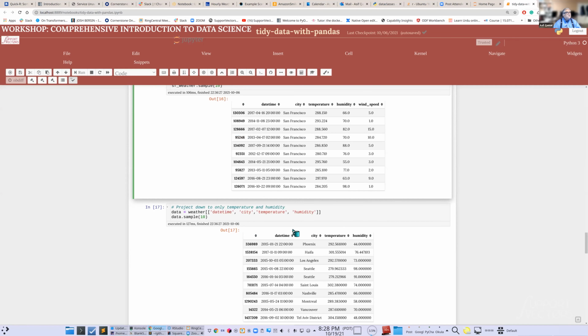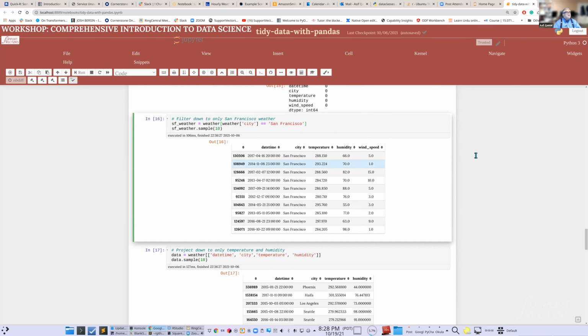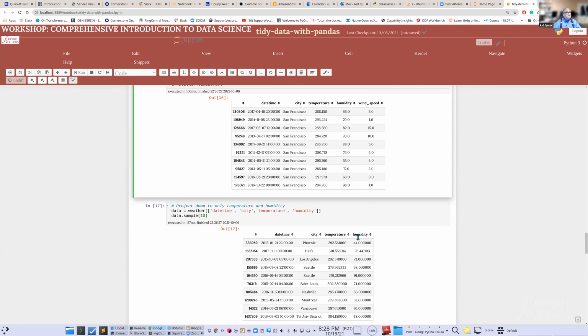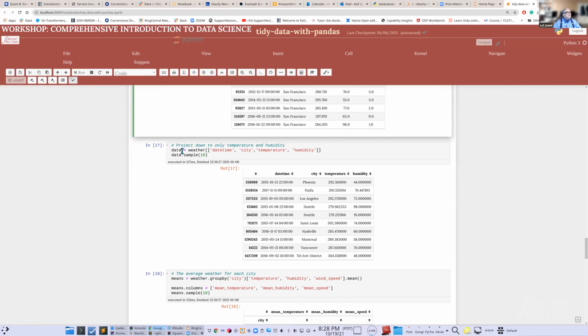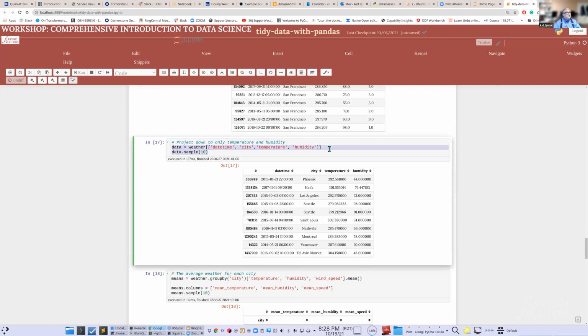Suppose I ask another question. I don't care about wind speed. Just give me temperature and humidity. So in pandas, how would you do that? Project down to only temperature and humidity. You could just say, give me only these 4 columns. These 2, of course, are the dimensions, and these 2 are the measures, temperature and humidity.